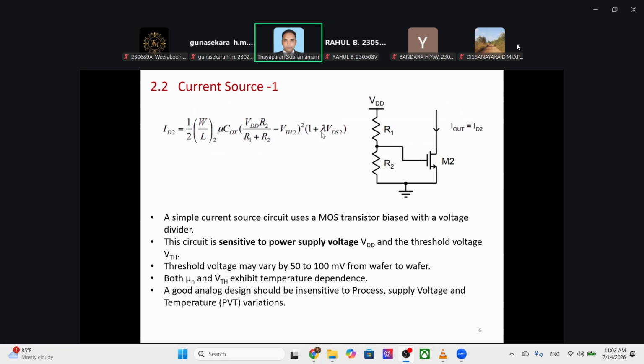plus lambda times VDS2, the drain source voltage. This is the equation. In fact, this is the channel length modulation effect, 1 plus lambda VDS2. You can ignore that. If you ignore it, this becomes beta times VGS minus VT into whole thing square.